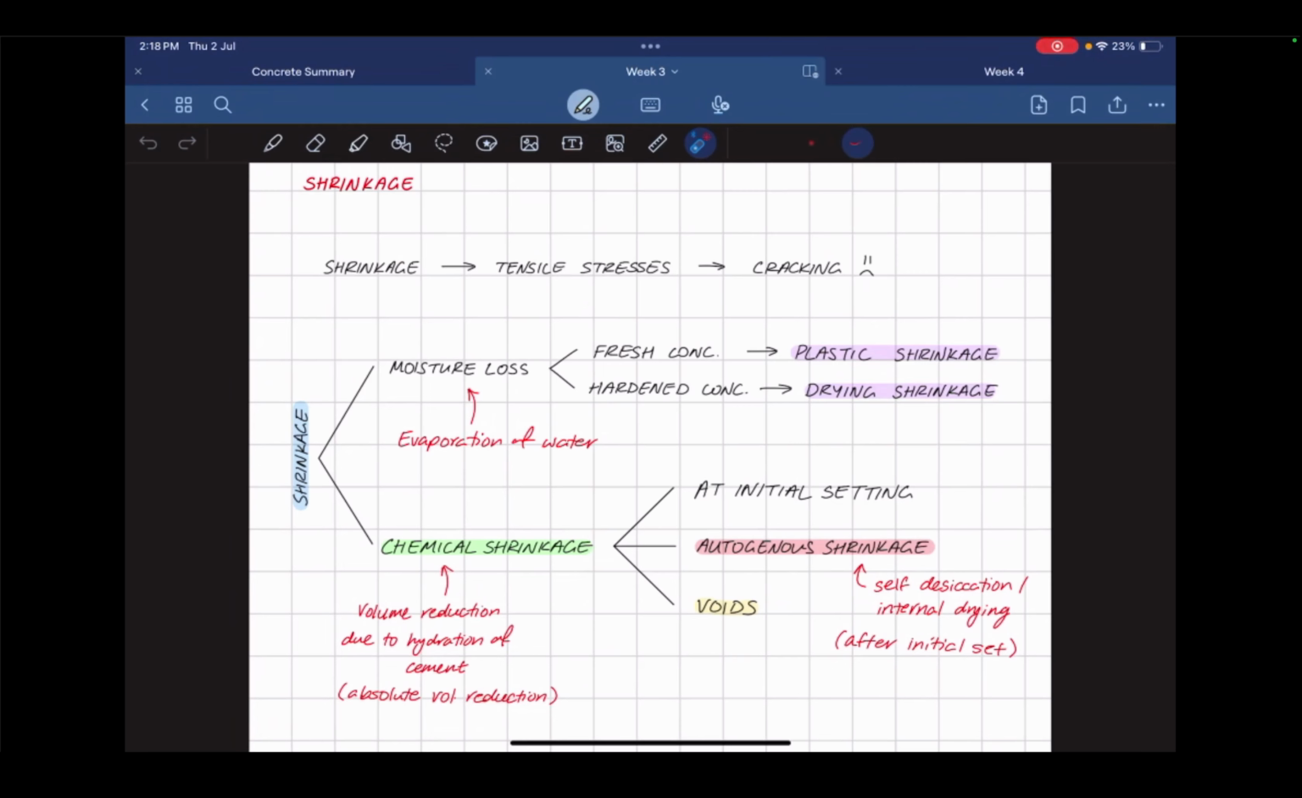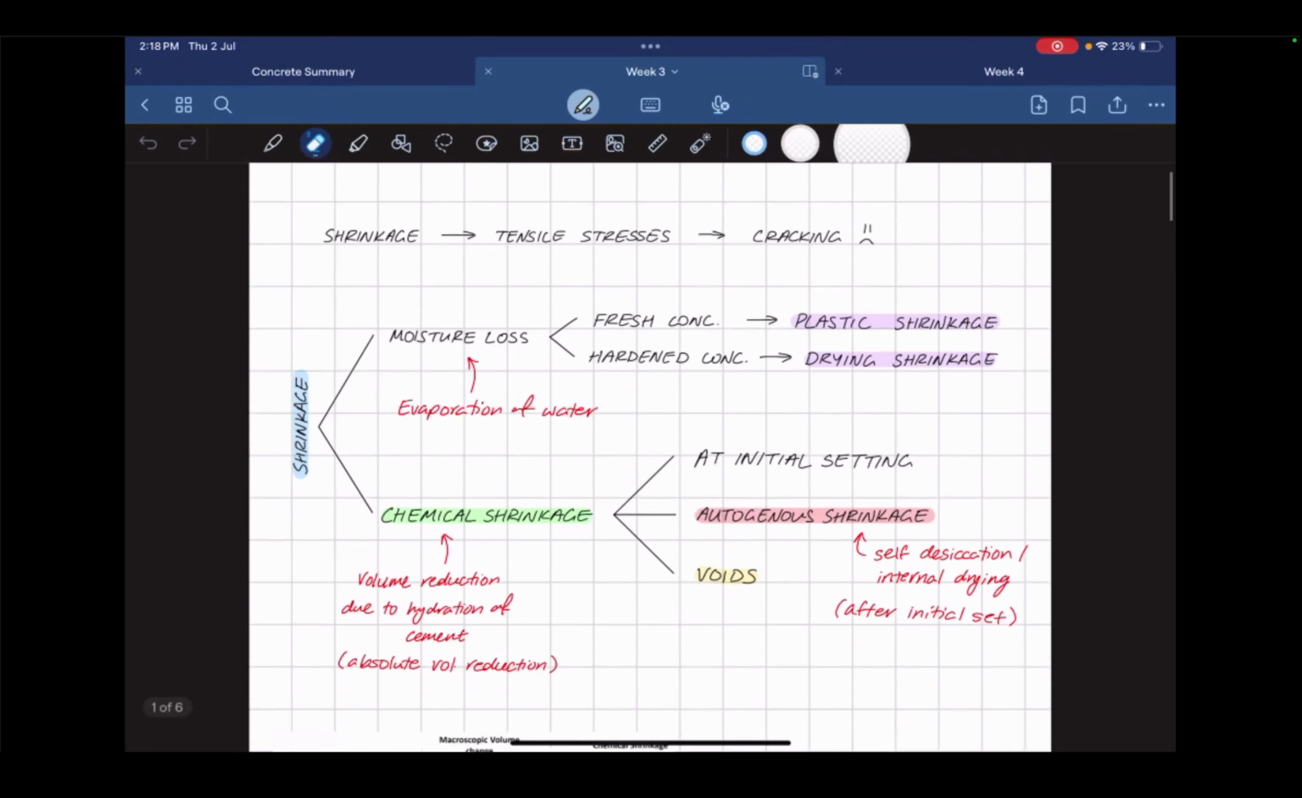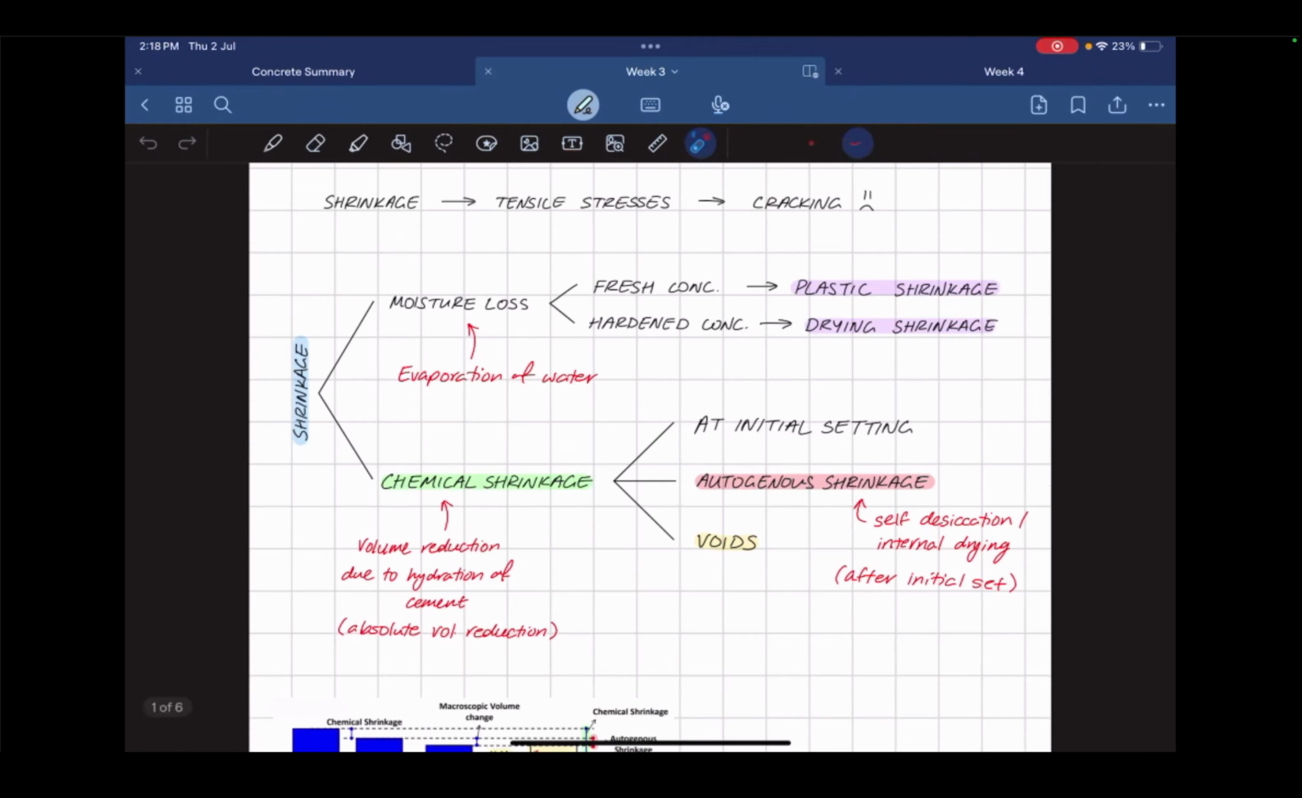There's also plastic shrinkage. You don't need to really know each of these in too much detail, that's why I've covered it very generally, broadly. But chemical shrinkage is three things. There's initial setting, when the hydration reaction starts. Autogenous shrinkage, which is something called self-desiccation, internal drying. Pretty much the pores, the water.